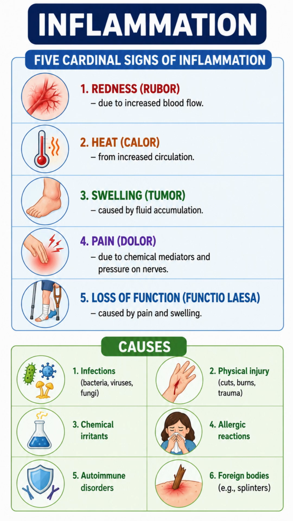Now, let us look at the 5 cardinal signs of inflammation. The first sign is redness, also called rubor, which occurs due to increased blood flow. The second sign is heat, also called calor, which results from increased circulation.